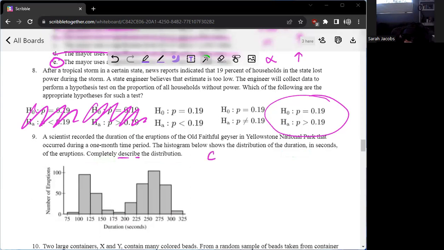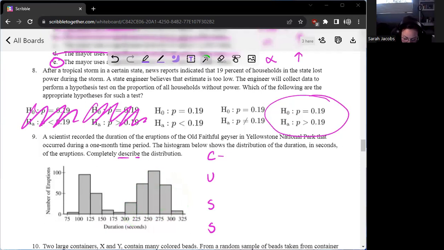So, C-U-S-S. And we are going to BS our way through this. We're going to be specific. So, the center is, we've got this nice bimodal distribution, which we'll add to our shape in a moment here. And I would say the center, based on just more of our data being here, is probably in the 200 to 225 seconds.